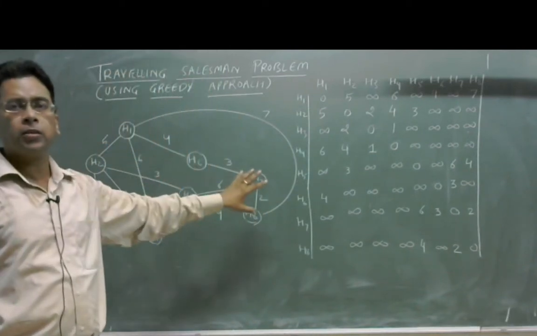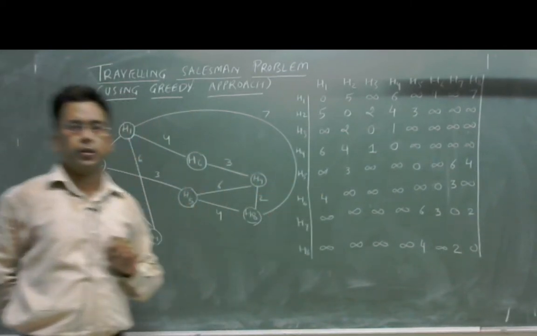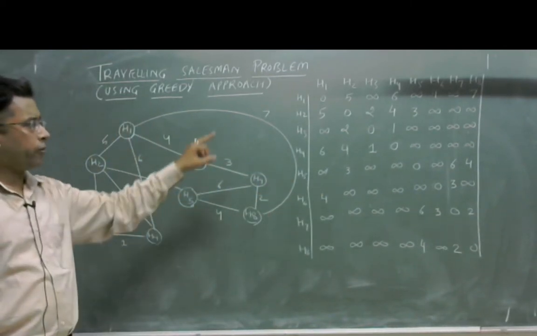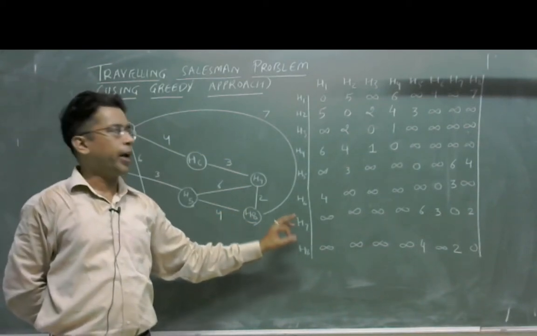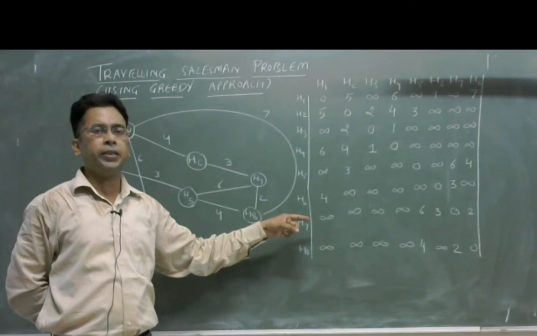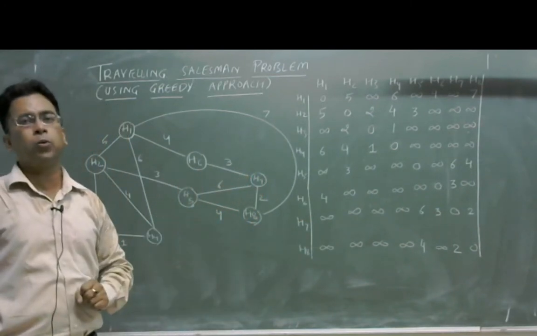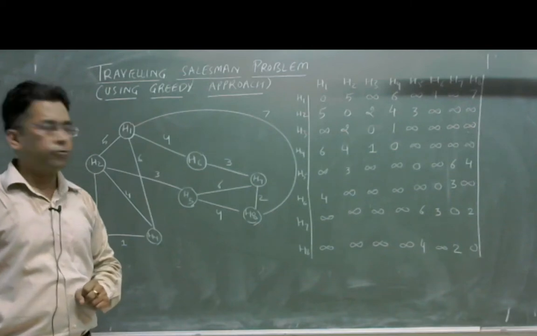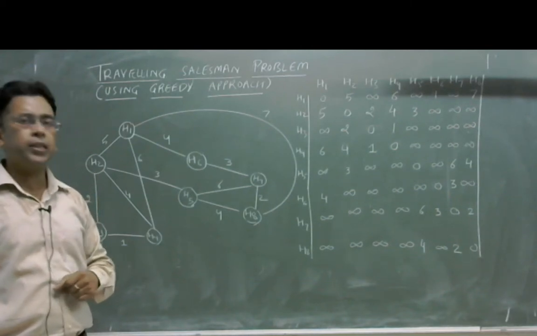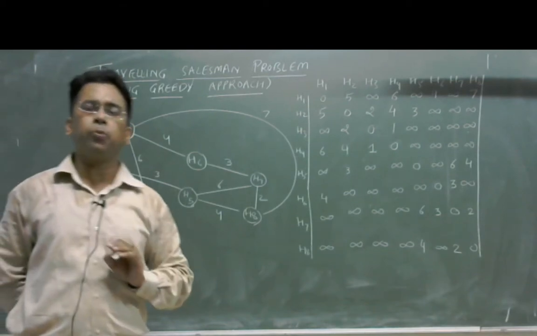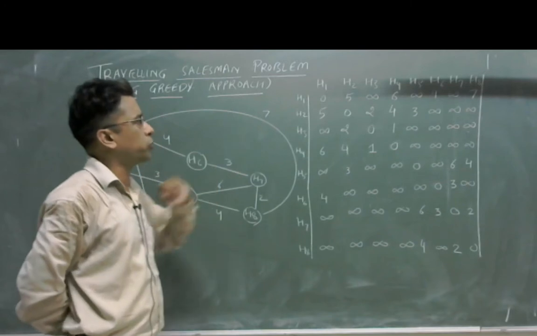I have drawn the weight matrix for this graph. Here I have plotted an n cross n matrix for the n cities, and the entries are representing the distance between the corresponding nodes or cities. After this, we shall start a process. Among the nodes, we shall choose any one point from which we shall start. Suppose I am starting at the point H1.